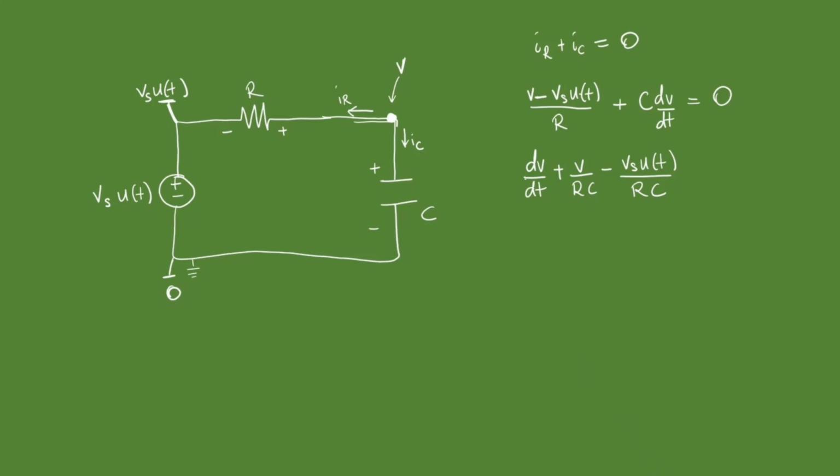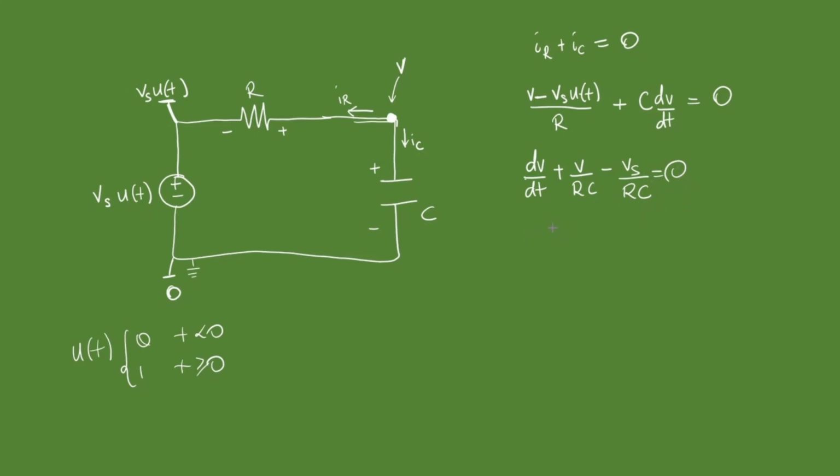Alright, so recall we're solving for the voltage at t greater than 0. So that means that this is going to equal 1. Remember the definition of our unit step function is 0 for t less than 0 and 1 for t greater than or equal to 0. So this is going to equal 1, and then we can just write Vs over RC minus Vs over RC equals 0. Alright, let's take this to the other side.